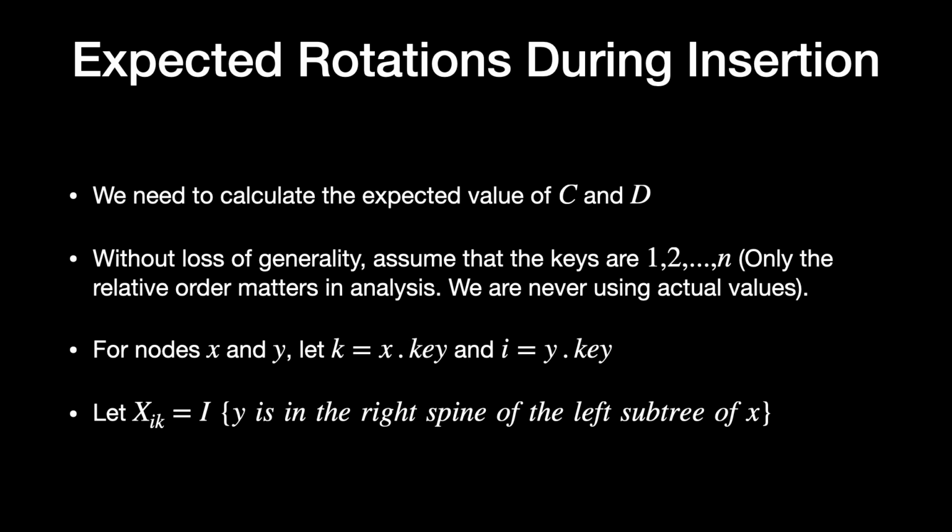Next, we create a set of random variables which are of the form X_ik. This is an indicator random variable which is 1 if y is in the right spine of the left subtree of x. So if you remember, the length of the right spine of the left subtree was C, and if y is on that right spine, then X_ik is 1. Otherwise, X_ik is 0. K is again the key of x, and i is the key of y.